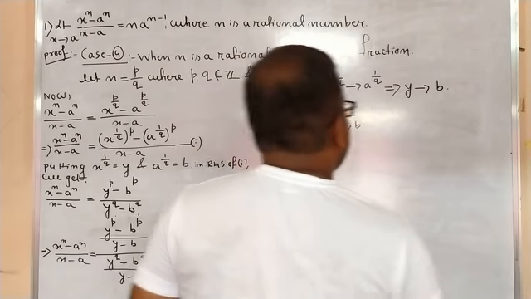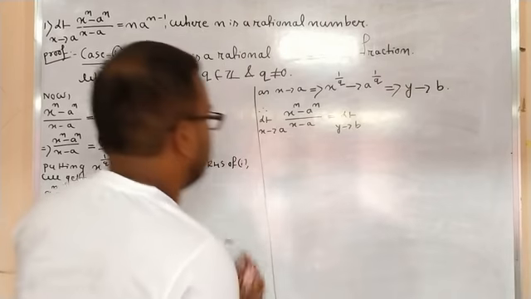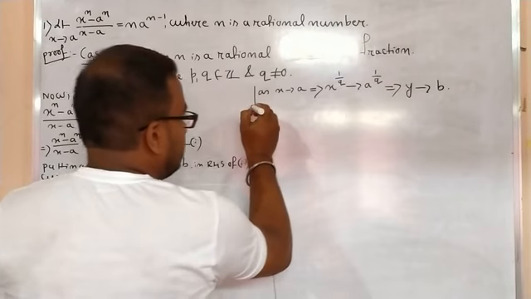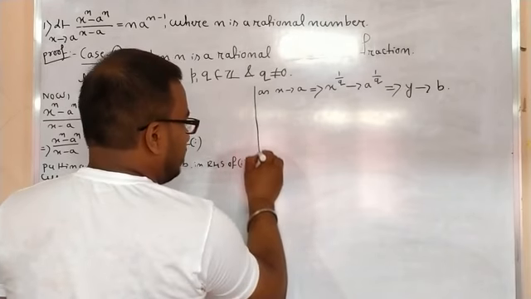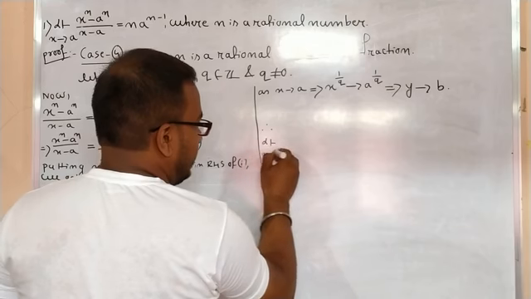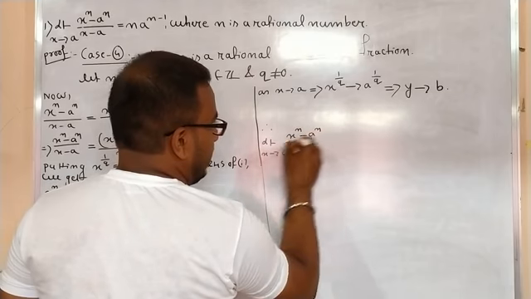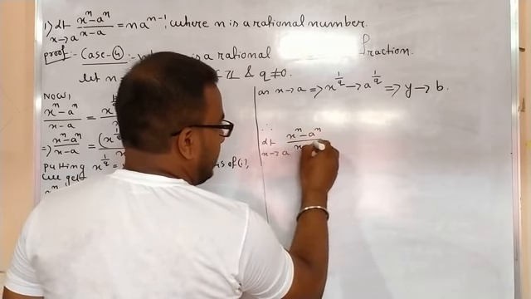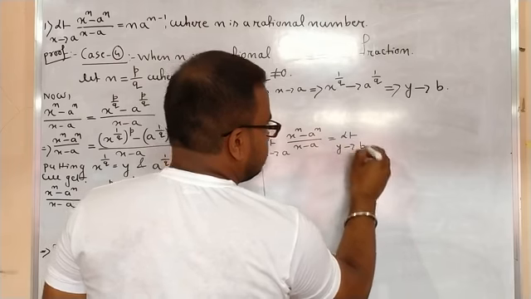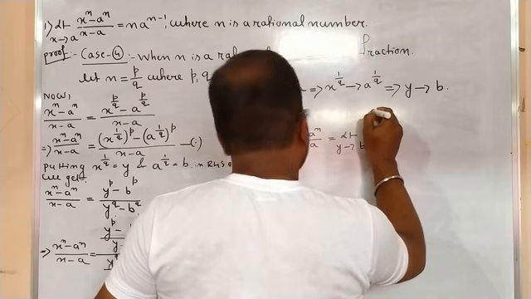So here I have to write this. Let me write this statement in a gap, otherwise you will not be able to understand. So therefore, limit x tends to a, x to the power n minus a to the power n by x minus a equals limit y tends to b. Here we have to write the whole quantity.